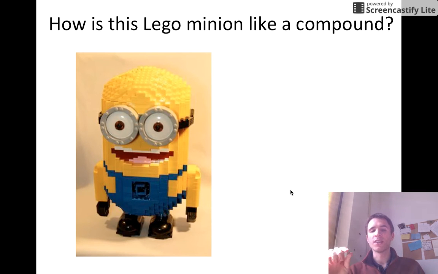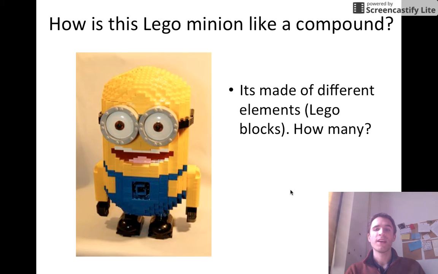Just like we said, a little Lego block is like an element, and a Lego creation, like this Lego minion, is like a compound. How is this like a compound? Well, first off, it's made up of different elements, or different Lego blocks, just like a compound will always be made up of different elements. How many different elements or Lego blocks do you see in this little minion? I count blue, black, yellow, pink, and gray. So I see 5 different elements making up this compound.